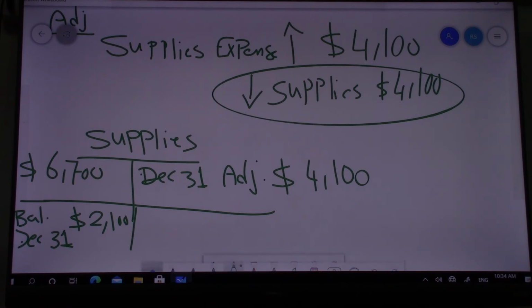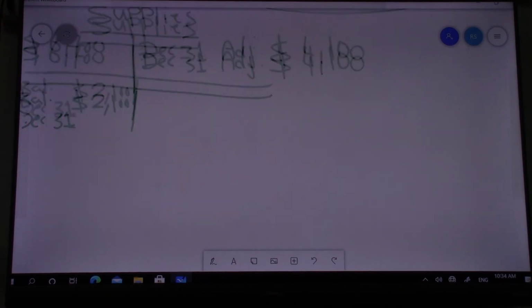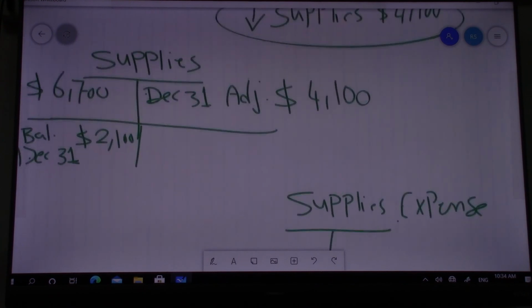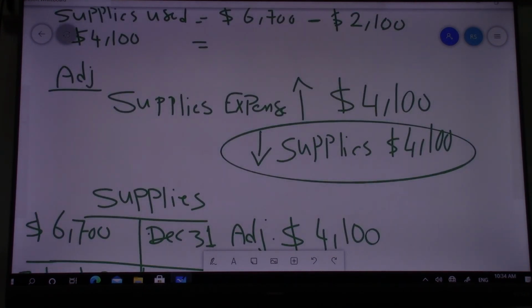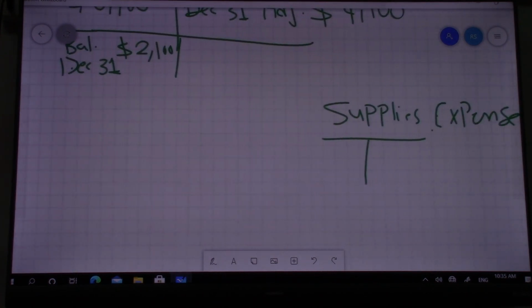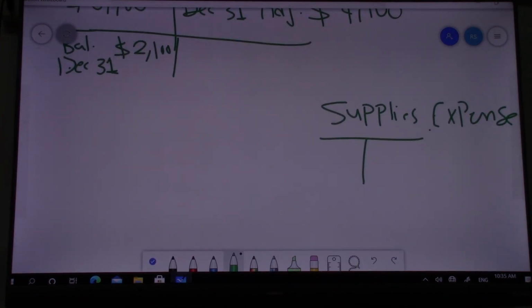What about the T account for supplies expense? Based on the adjusting entry, supplies expense was on the debit side by $4,100, so this will be transferred to the T account by the same value. So the December 31st balance is $4,100.